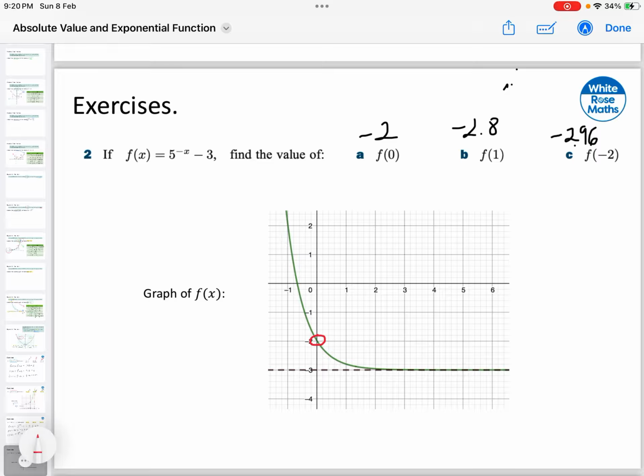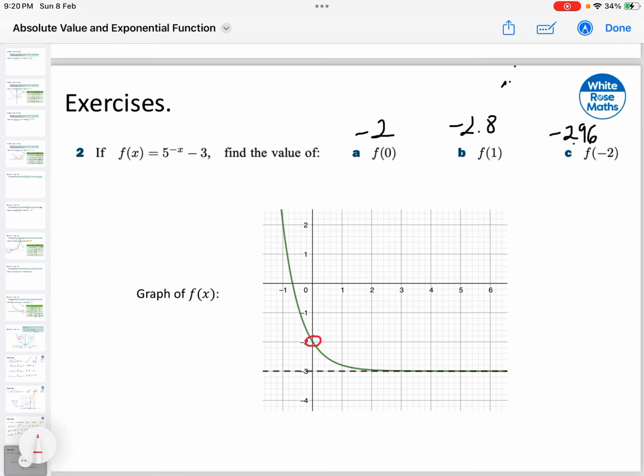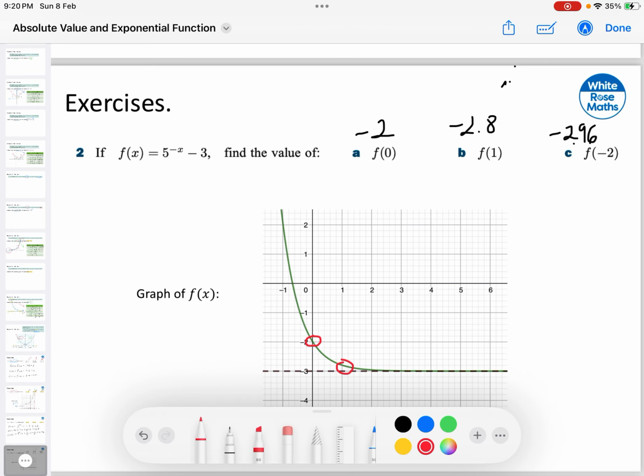We have on 0, the answer is negative 2. You have it over here. That's perfect. On 1, the answer has to be almost 3, so it has to be negative 2.8, I'm sorry. It's around there. And then finally with negative 2.